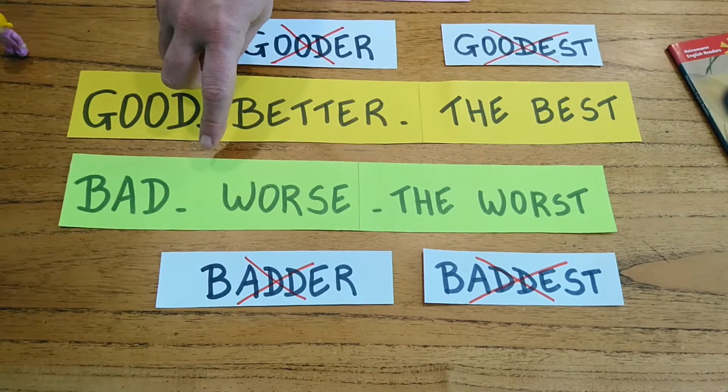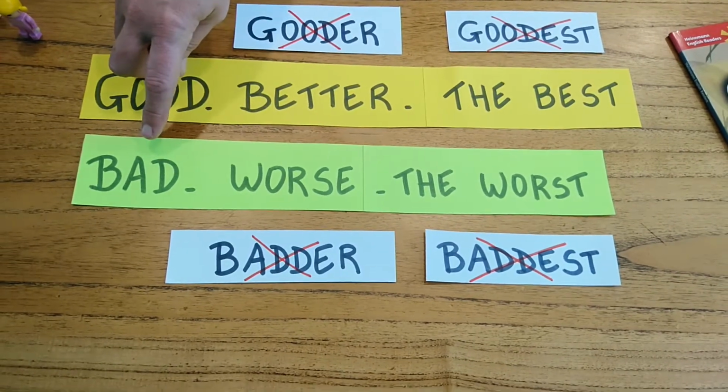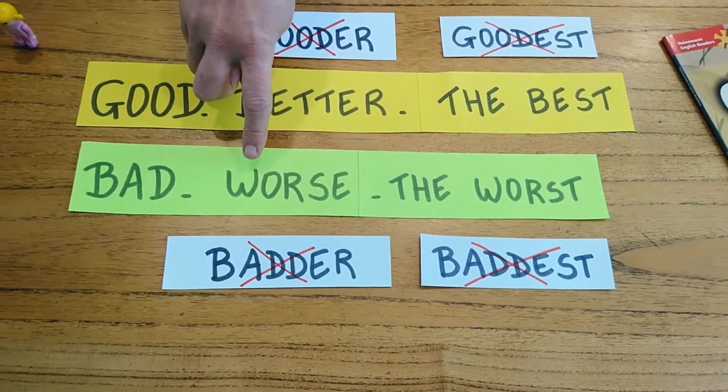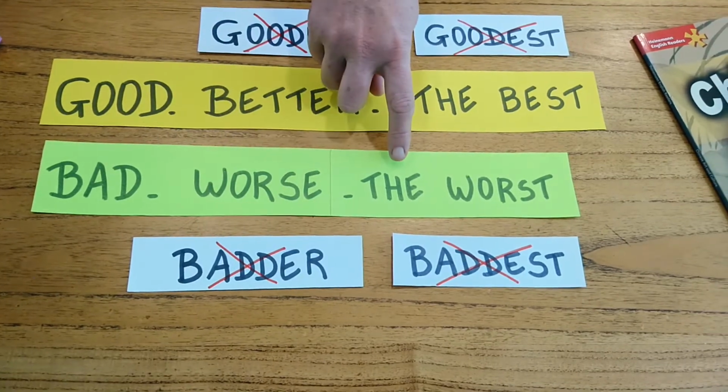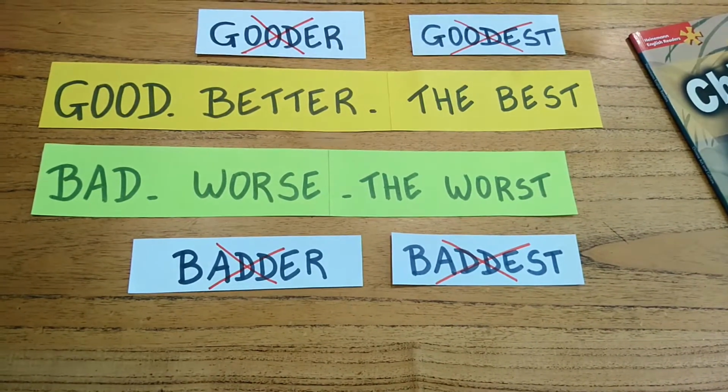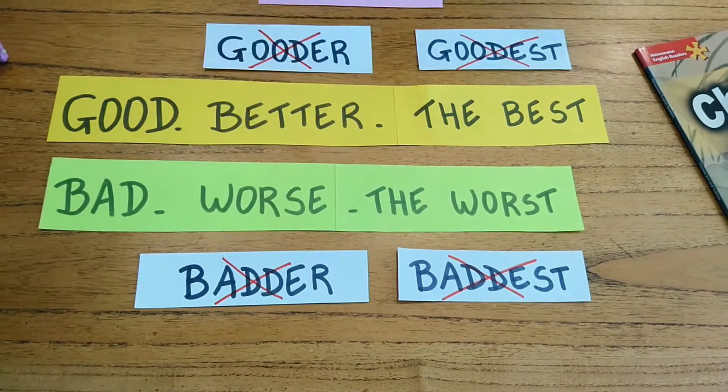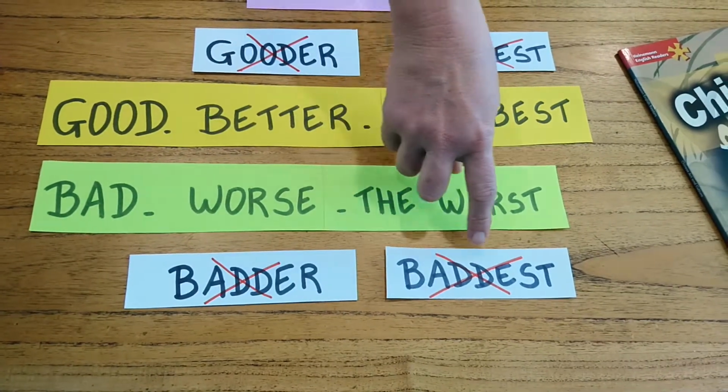Another irregular adjective is bad. Bad, the comparative, worse. The superlative, the worst. You cannot say badder and you cannot say baddest.